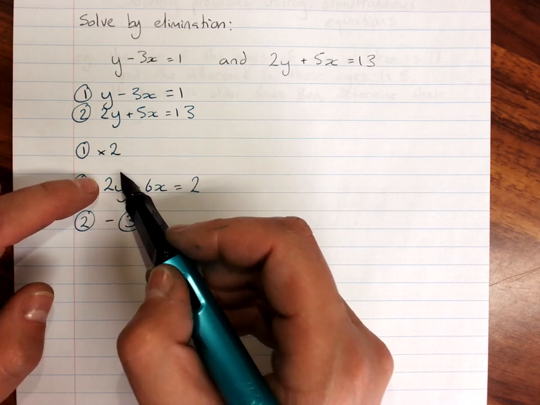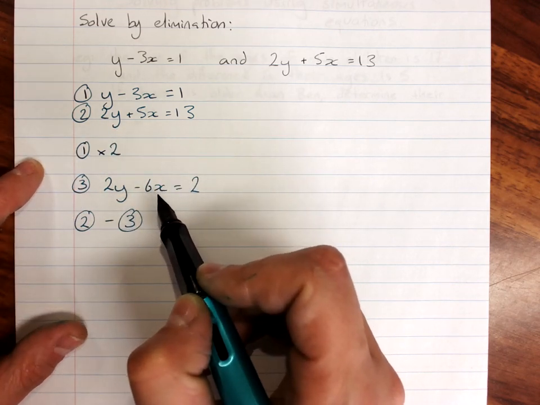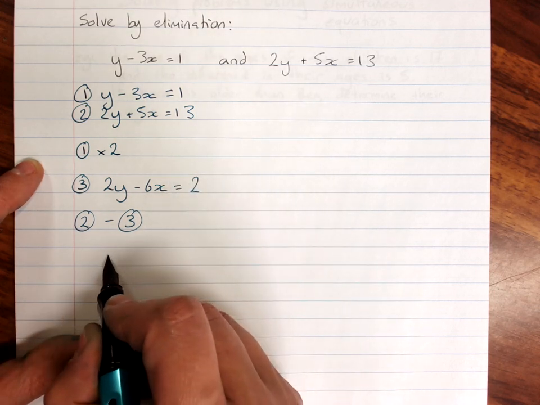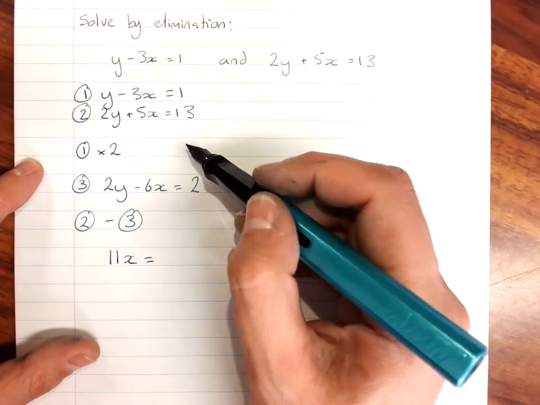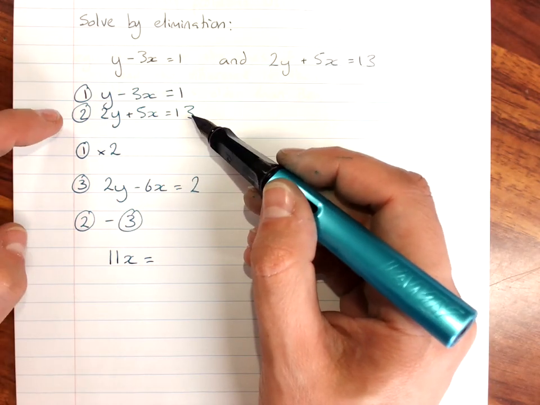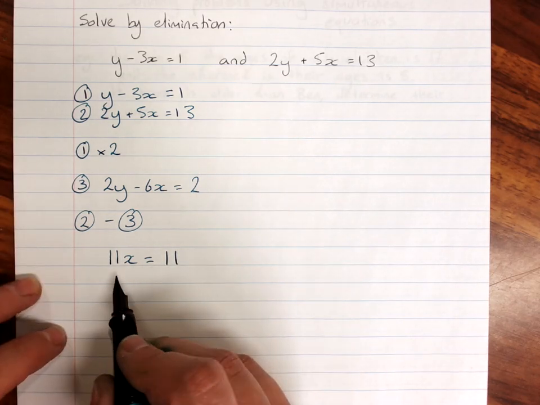2y minus 2y cancels out. 5x minus negative 6x is 5x plus 6x, which is 11x. Put down your equals sign. And 13 minus 2, oh look, that's 11. Didn't that work out nicely?